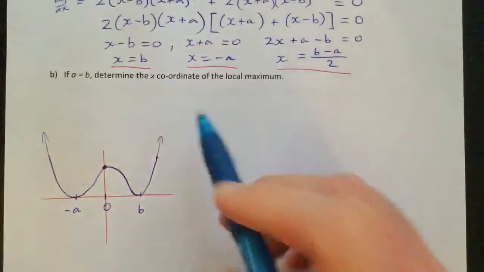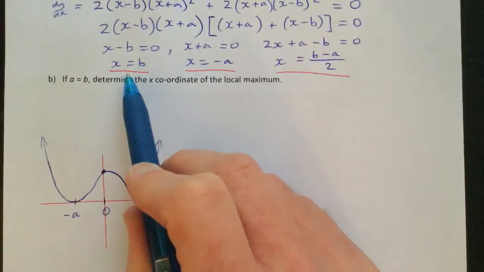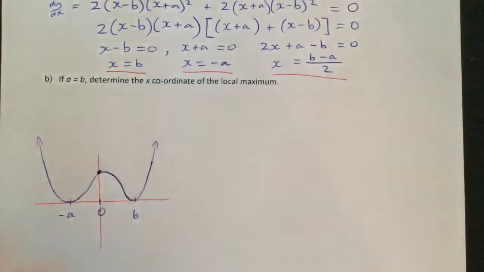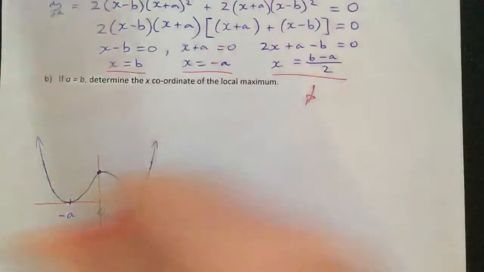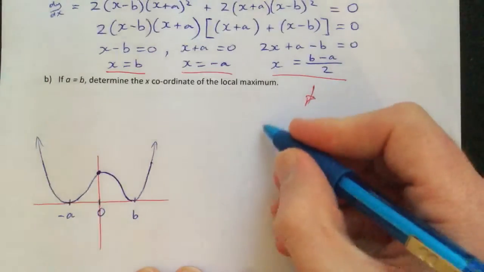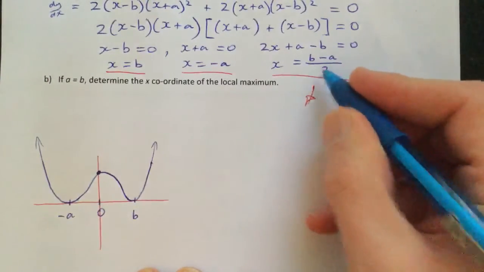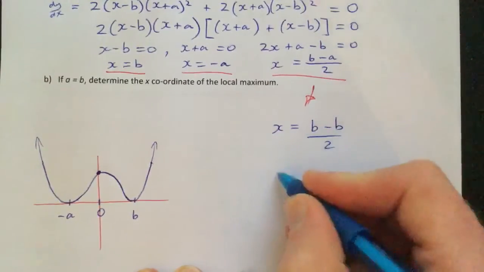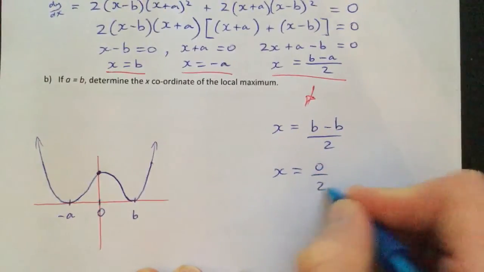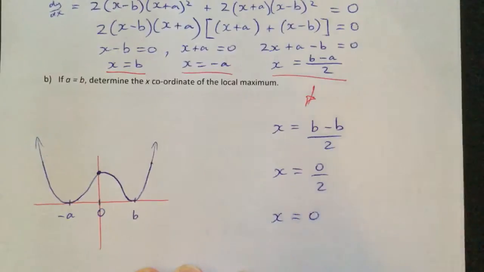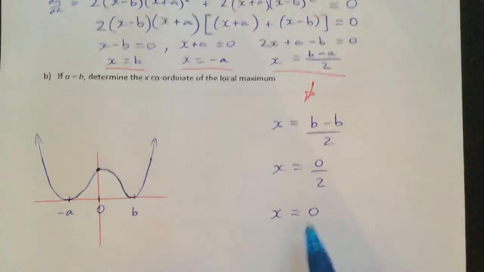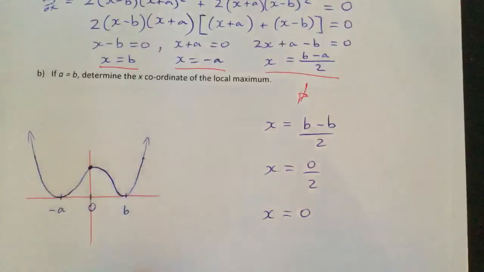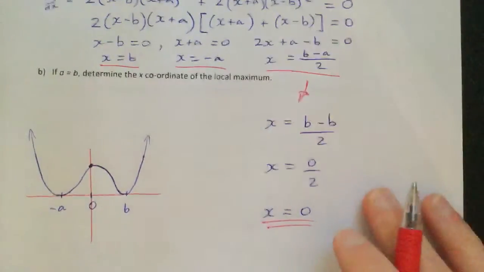Or you could actually say, okay, well, now I know that the x equals b and x equals negative a, they were minimums, so this is my maximum. I can look at that and say, well, if b and a are equal, then this is just giving me x equals b minus b over 2, which is 0 over 2, which is 0, right? And so yep, the x coordinate of the local maximum is x equals 0, if b and a are the same number.